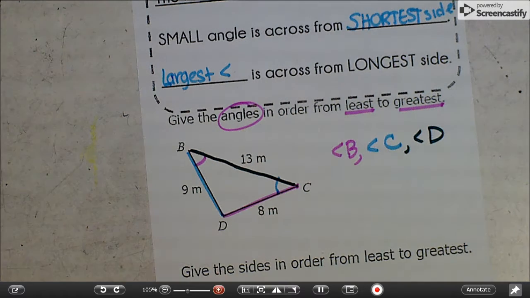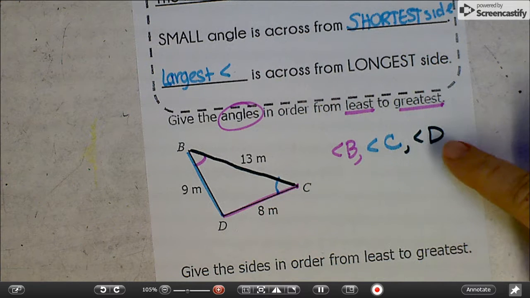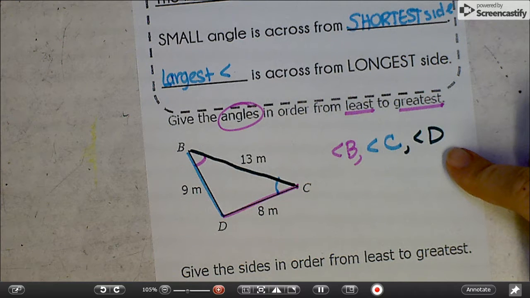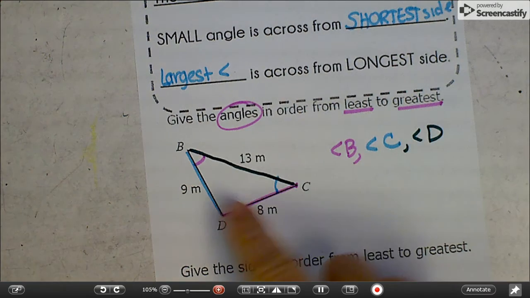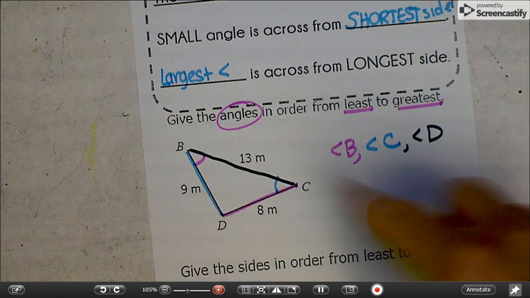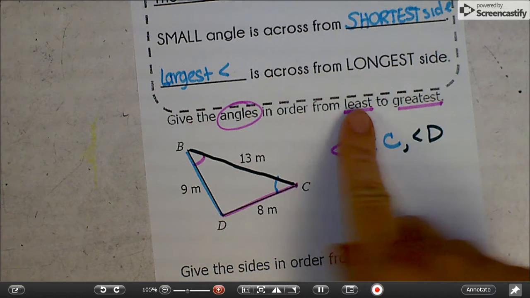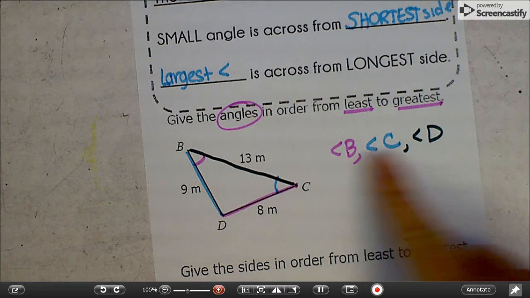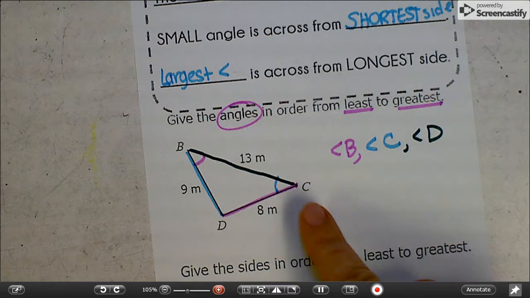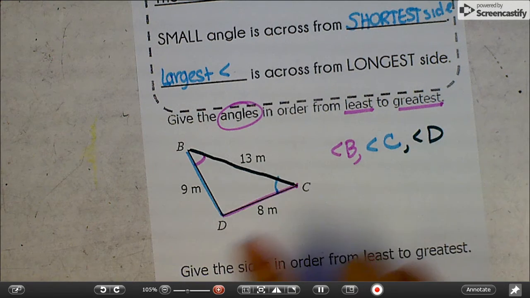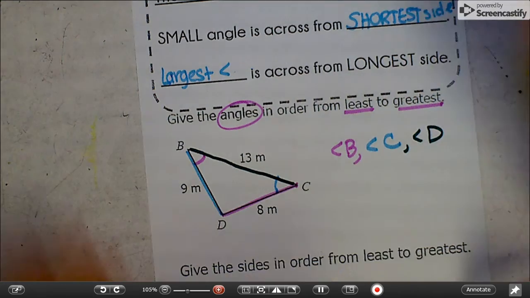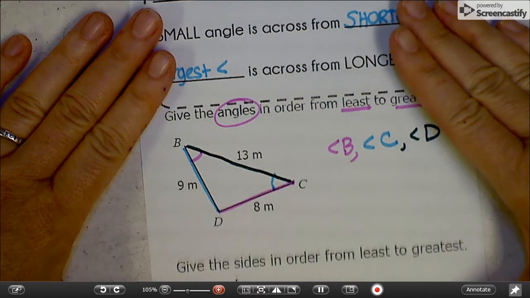Now, if the instructions on this said give them from greatest to least, if I put this answer, would I be right or wrong? Wrong, even though you know the concept, even though you know that the small one's across from small and the medium one's across from medium. If you don't read the directions right and you write the answer backwards, then we have to say you're wrong, even if you know the background concept. Okay? Everybody okay?